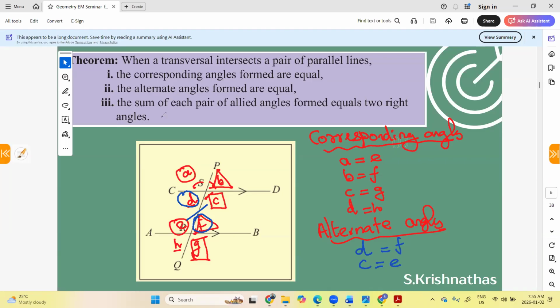One more thing, the sum of a pair of allied angles is 180 degrees. So what are the allied angles? Allied angles, students: C and F. C plus F is 180 degrees. D plus E is 180 degrees. So students, when a transversal intersects a pair of parallel lines, corresponding angles are equal, alternate angles are equal, and the sum of allied angles is 180 degrees.